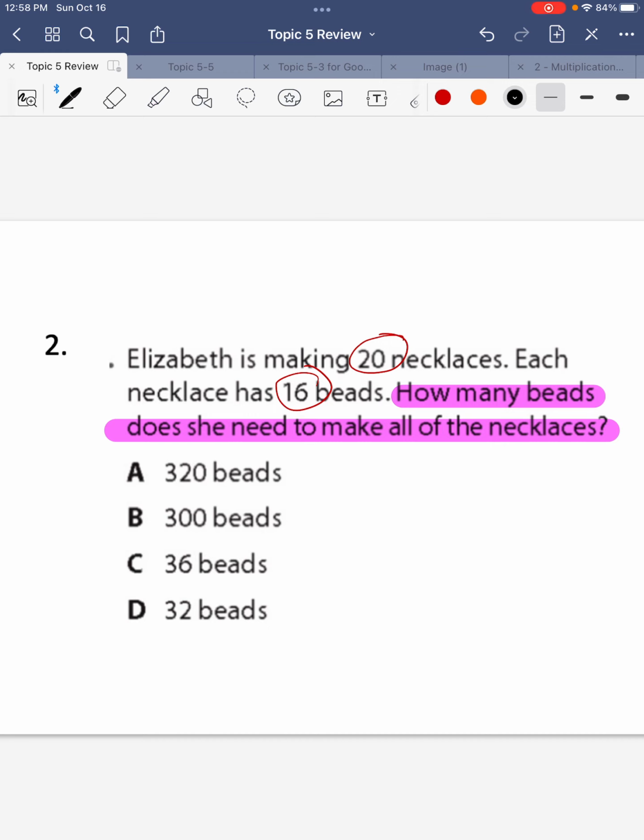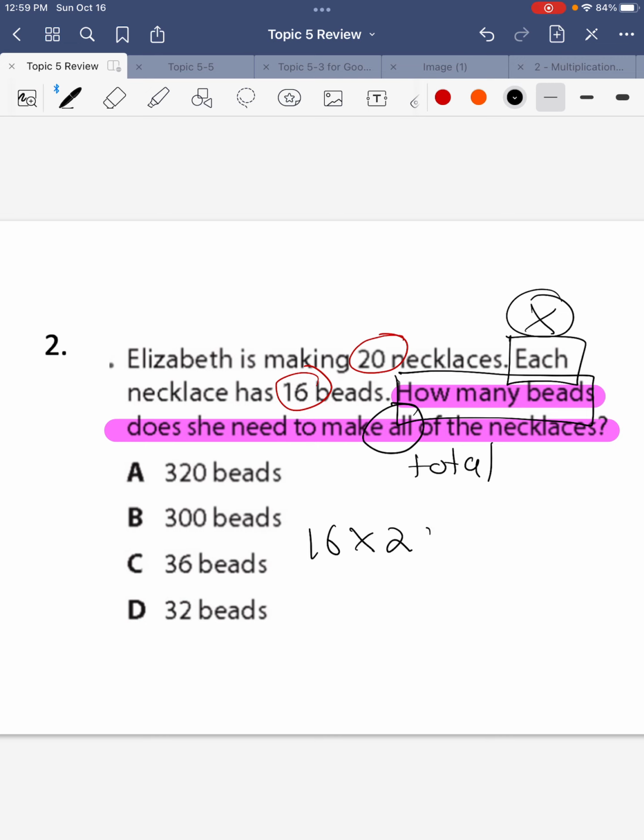Box in my keywords. Each tells me I'm going to multiply. How many beads? And it says all, which tells me it wants the total. So because it says each, I'm going to multiply 16 times 20. I have an egg, so I'm going to drop it, put it here, cross it out, and I'm left with 16 times 2.